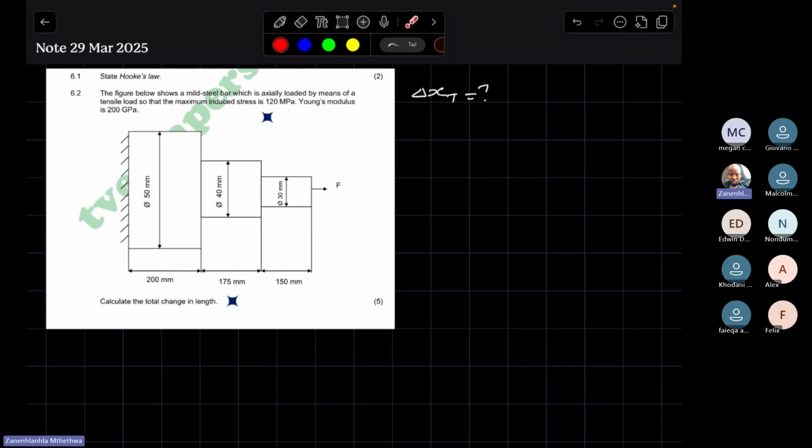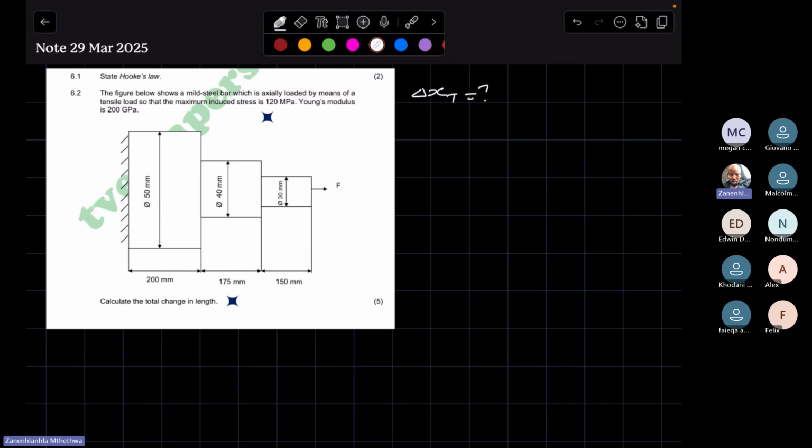So they're looking for the total change in length. Now, if you look at our object, it is a composite object. Why? Because it has three different areas essentially, hence making it a composite material. So you have to find the change in length here, change in length here, and change in length there. Once you have that, you can simply add them to get the total change in length.